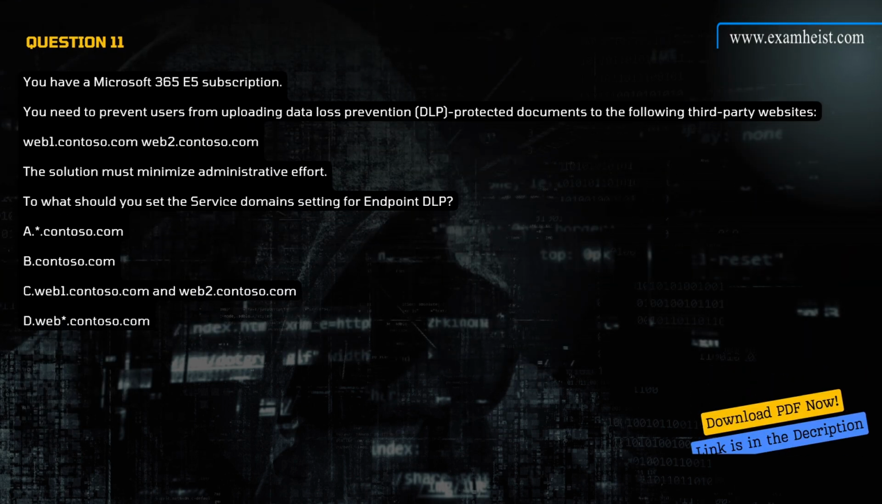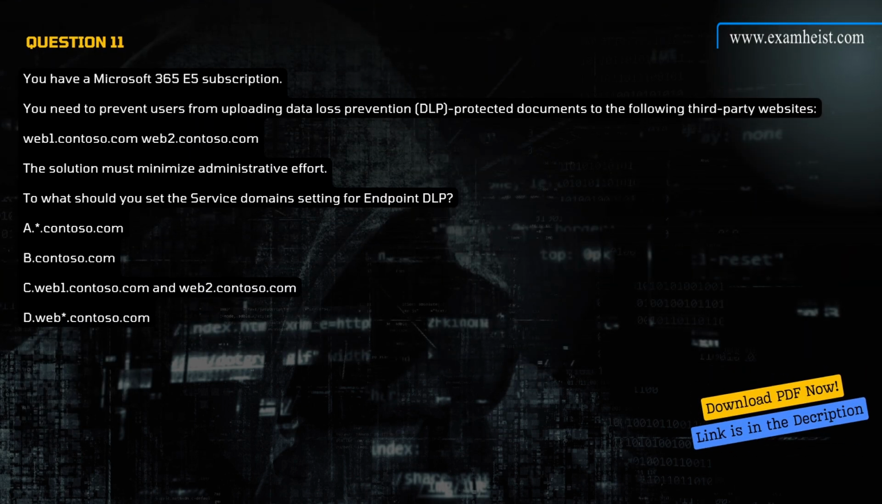Question 11. You have a Microsoft 365 E5 subscription. You need to prevent users from uploading data loss prevention, or DLP, protected documents to the following third-party websites: web1.contoso.com and web2.contoso.com. The solution must minimize administrative effort. To what should you set the service domain setting for endpoint DLP?